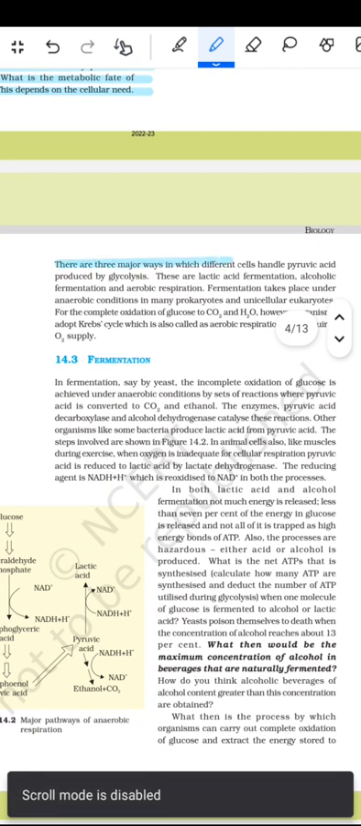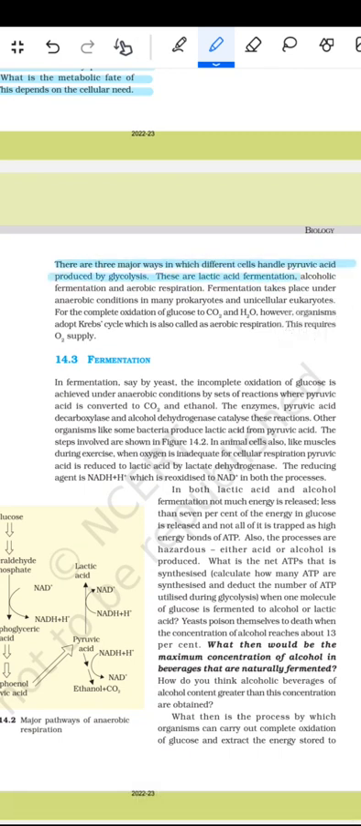There are three major ways in which different cells can handle pyruvic acid produced by glycolysis. These are lactic acid fermentation, alcoholic fermentation, and aerobic respiration. Fermentation takes place under anaerobic conditions in many prokaryotes and unicellular eukaryotes. For the complete oxidation of glucose to CO2 and H2O, however, organisms adopt the Krebs cycle, which is also called aerobic respiration. This requires an O2 supply.